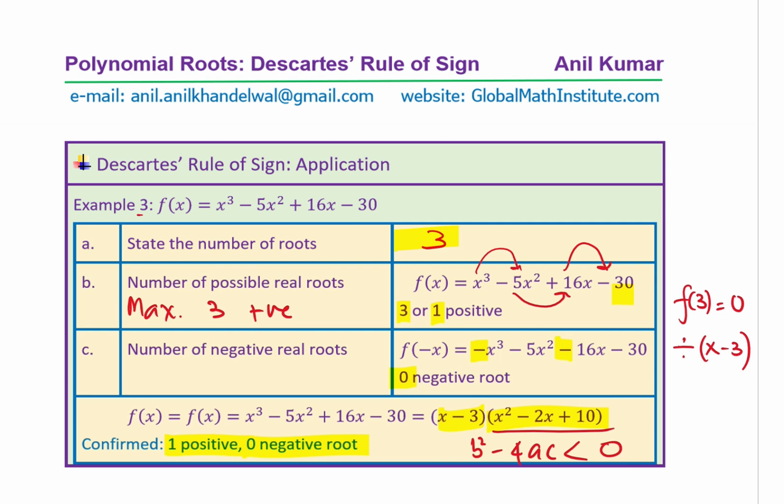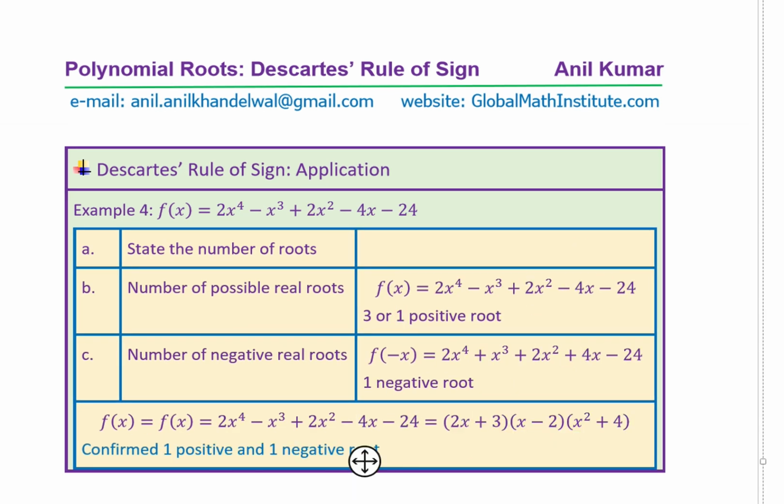Correct. Now, let's move on to example number 4, which is a degree 4 polynomial: 2x to the power of 4 minus x cubed plus 2x squared minus 4x minus 24. The total number of roots is the degree, which is 4. Number of positive roots, well, let's see the change in sign. It changes once, then again it changes, then again it changes. So 3 times. That means it could have 3 or 1 positive root.